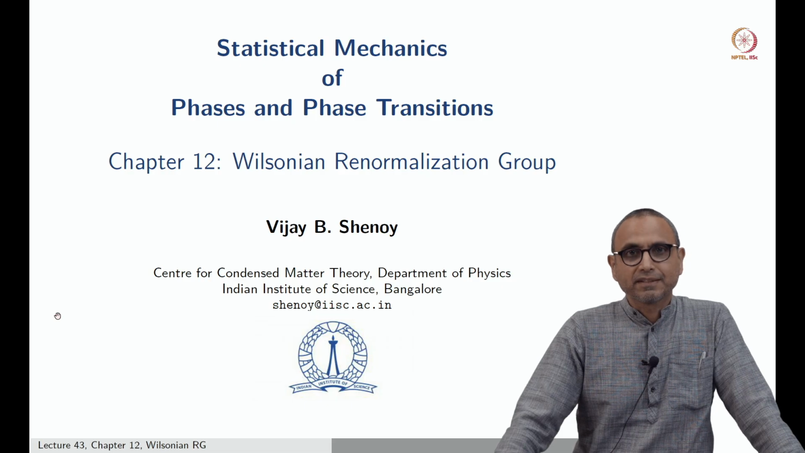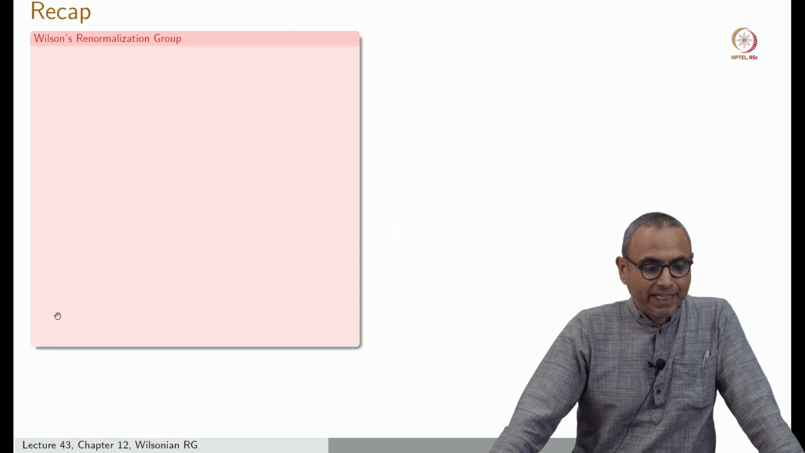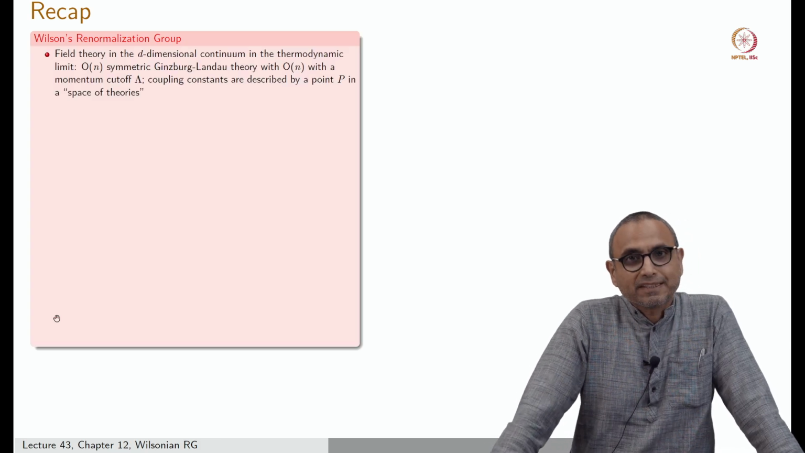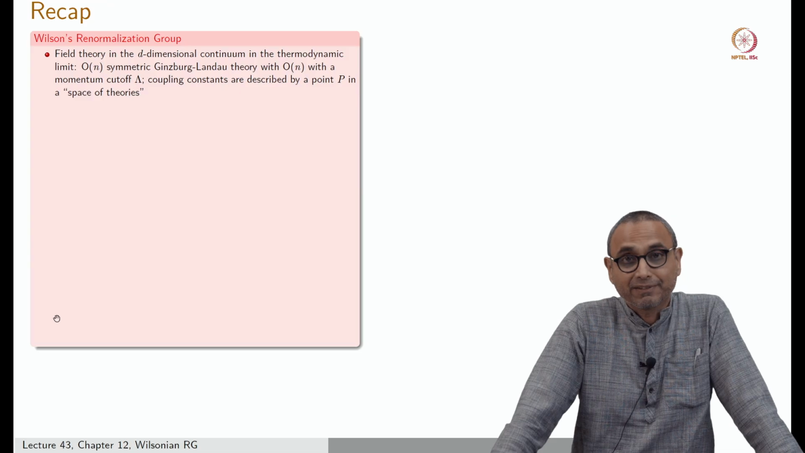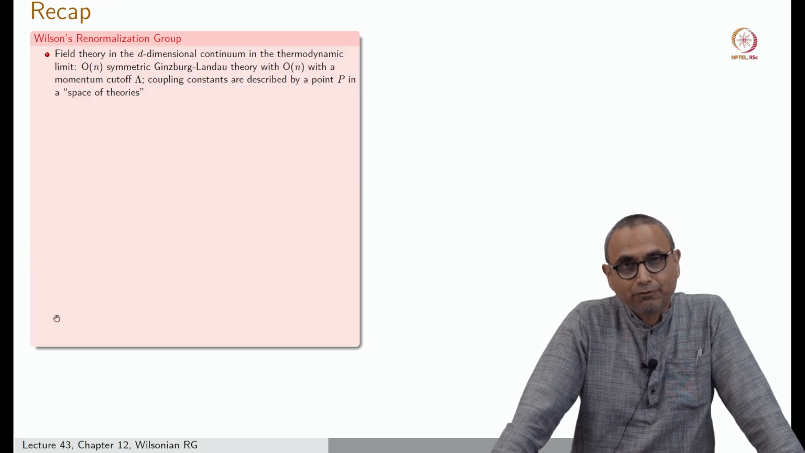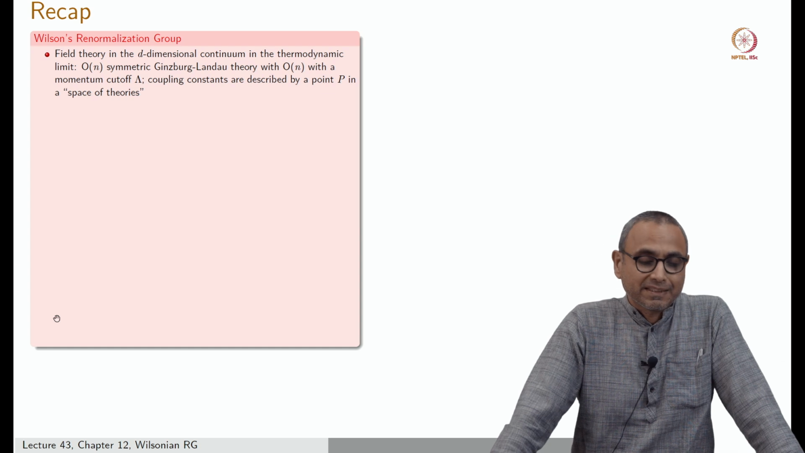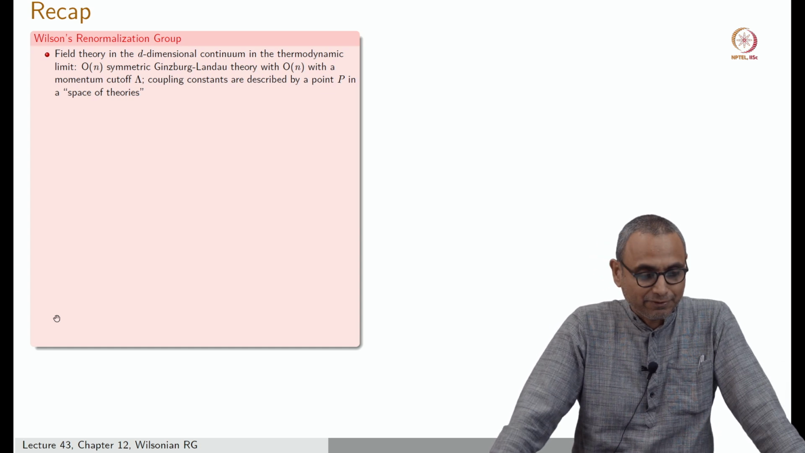We are discussing Wilson's renormalization group. Let's begin with a very brief recap. So Wilson starts off with a d-dimensional continuum formulation of the O(N) symmetric Ginzburg-Landau theory. We are working with the vector version of that theory where the fields are O(N) vectors. The theory has a momentum cutoff which we have discussed at length. And the coupling constants of this theory are going to be described by some point P in what we call the space of theories.